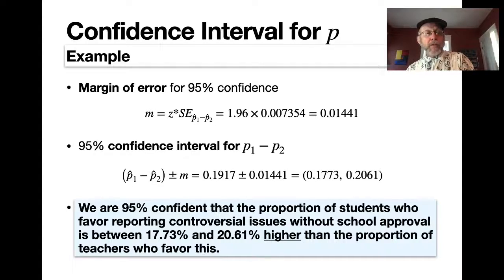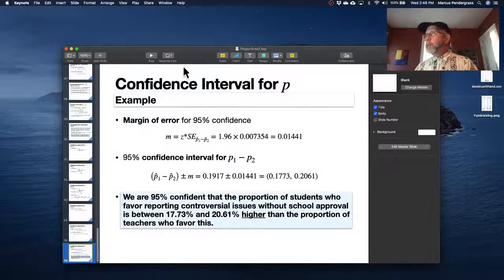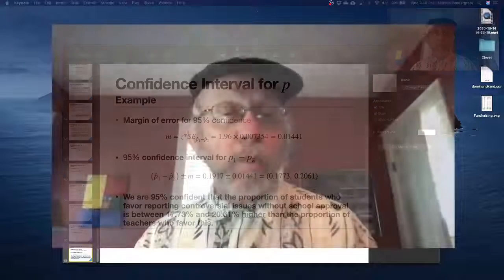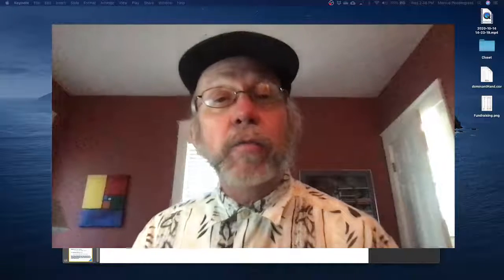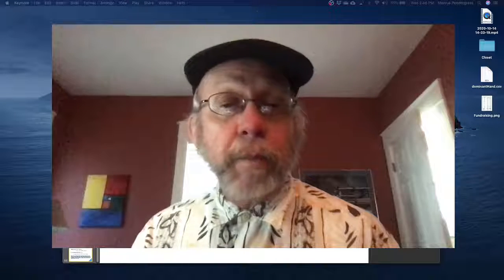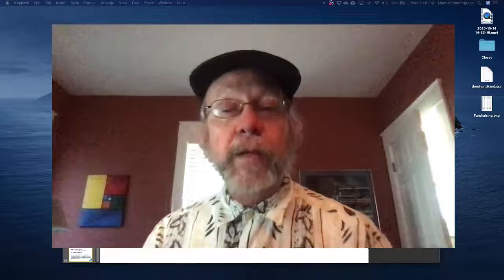Right, because that interval from 17.73 up to 20.61 is the confidence interval for the true difference in proportions. That difference, p1 minus p2, you can think of as how much more p1 is than p2.